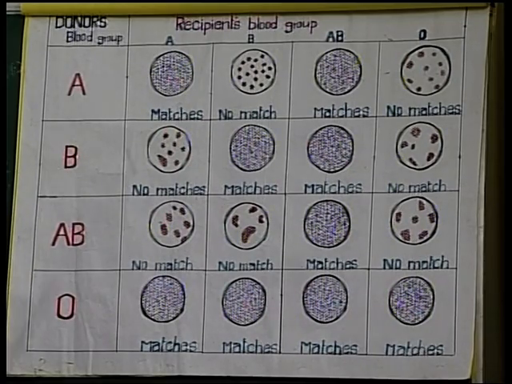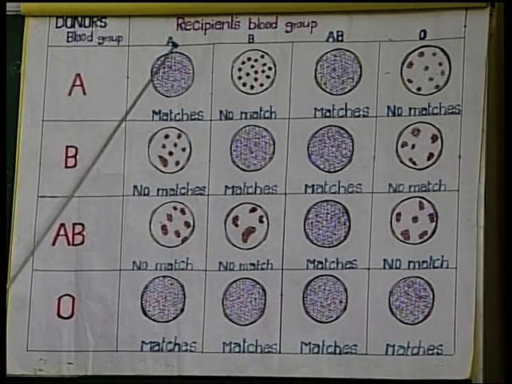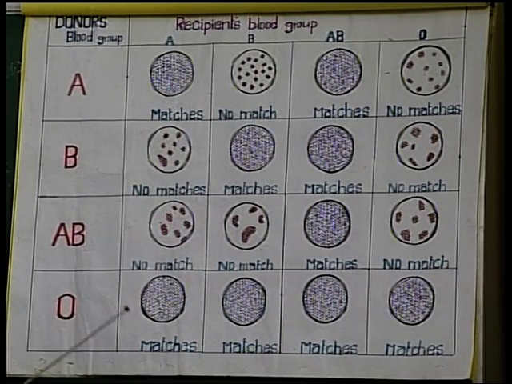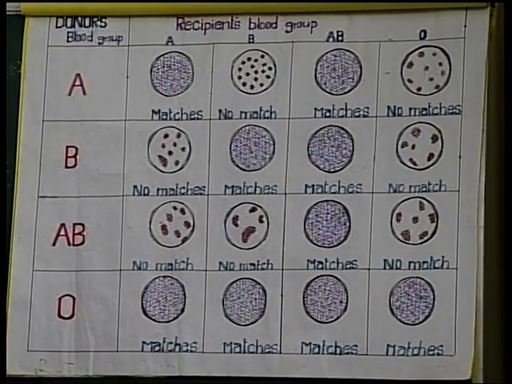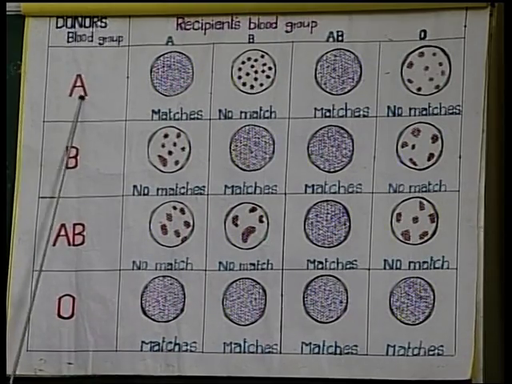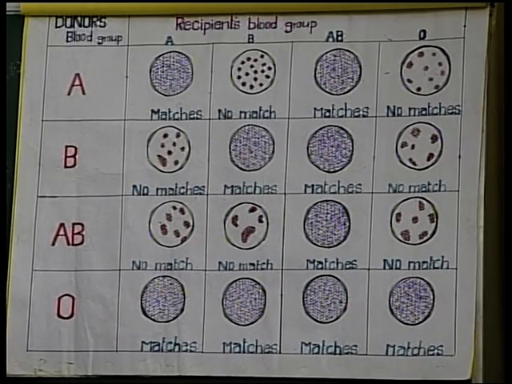Here, O blood group is the donor and A blood group is the recipient. The antibody is B, and here it doesn't have any antibodies. So, it matches this A blood group. Like this, the B blood group person should be transfused with only B blood group and O blood group. The AB blood group person should be transfused with A blood group, B blood group, AB blood group and O blood group. Why? What is the secret behind this?